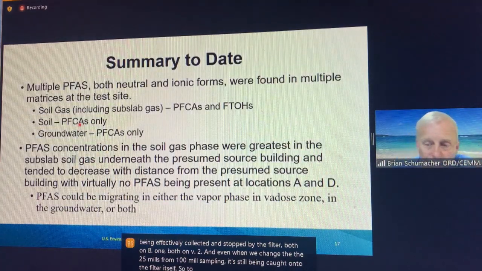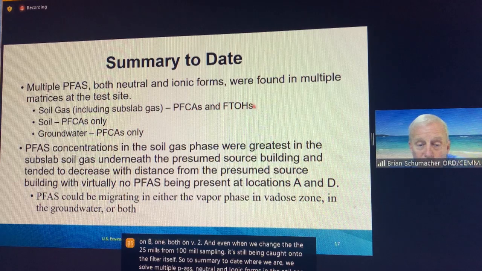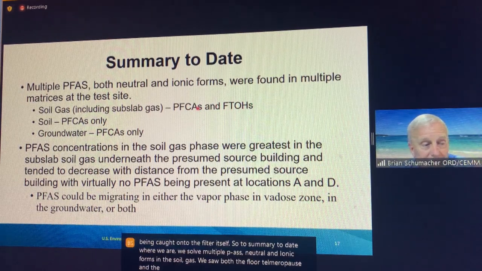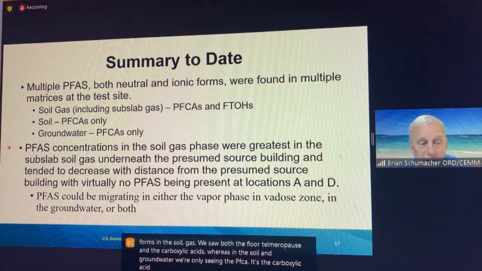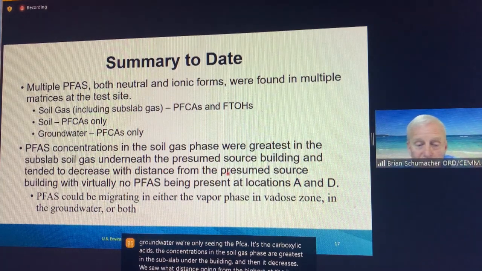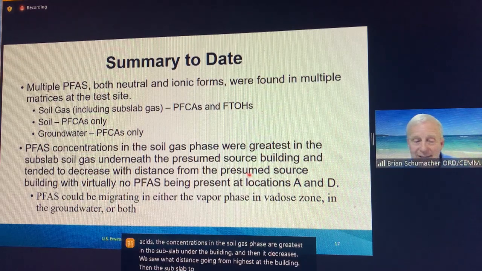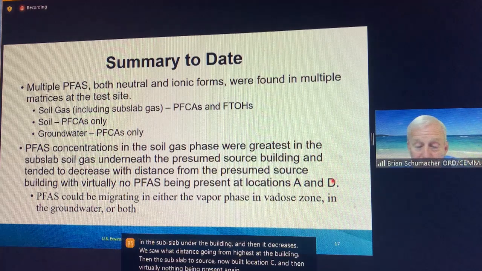So, a summary to date of where we are: we saw multiple PFAS, neutral and ionic forms. In the soil gas, we saw both the fluorotelomer alcohols and the carboxylic acids, whereas in the soil and groundwater, we're only seeing the PFCAs, the carboxylic acids. The concentrations in the soil gas phase were greatest in the subslab under the building, and then decreased with distance, going from the highest at the building, then the subslab, to source location C, and then virtually nothing present as we went further out to locations A and D.